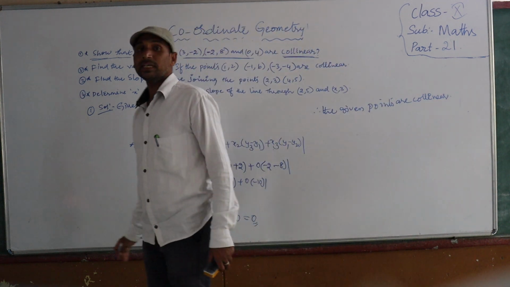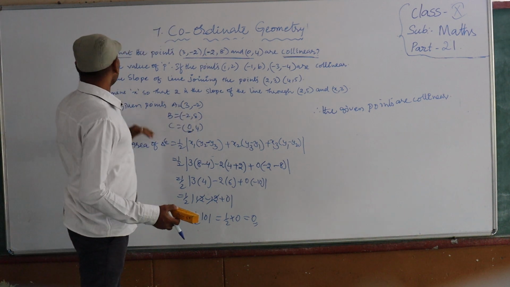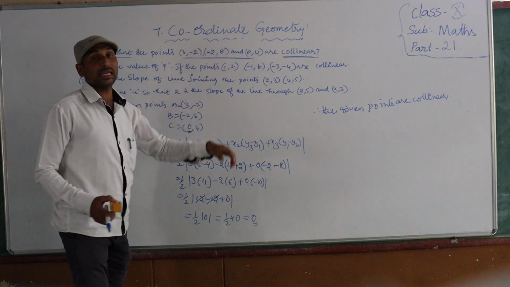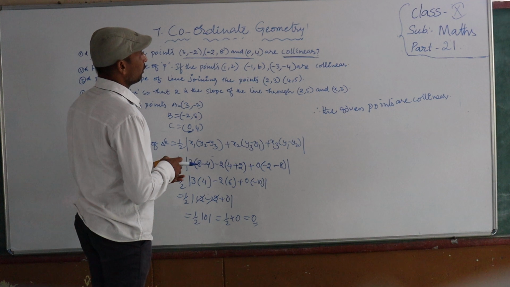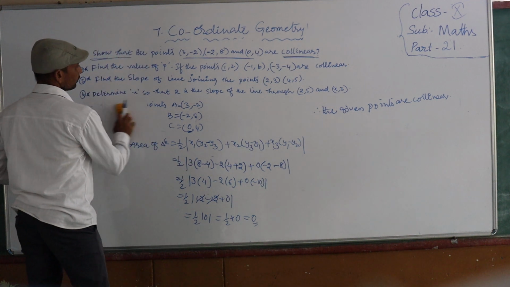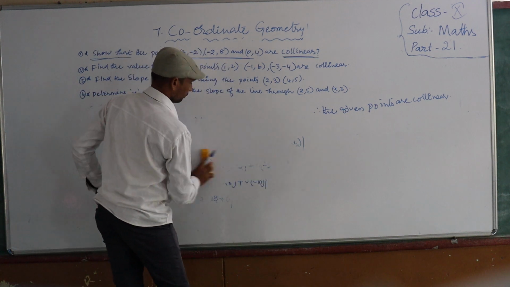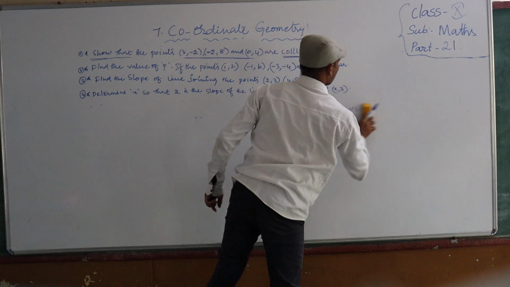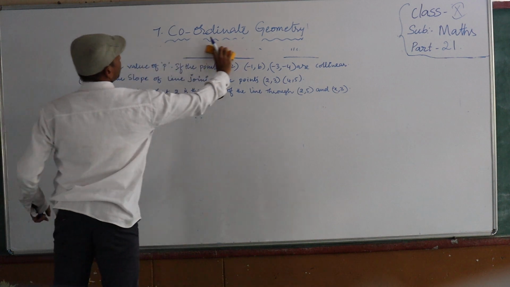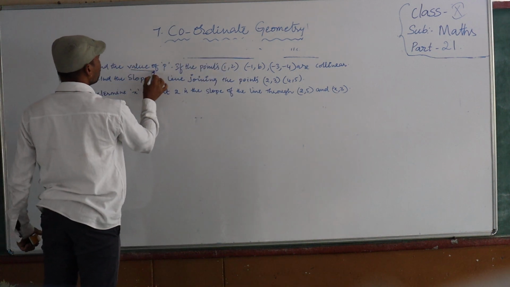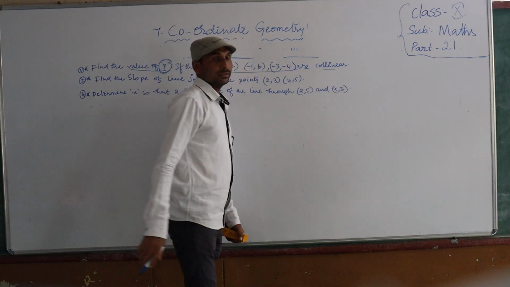So this is, children, how to show the given points are collinear. So let us discuss the second one. What is there in that? Right. So next, the second one. So what is the second one? See here. Find the value of P if the points are collinear.